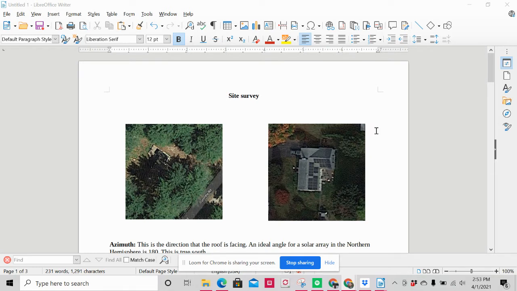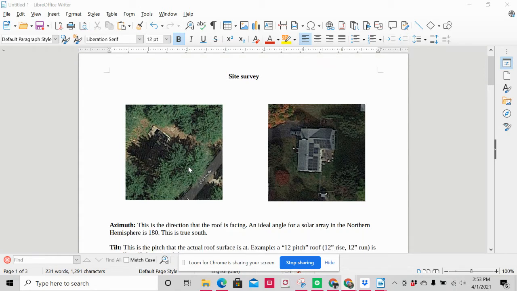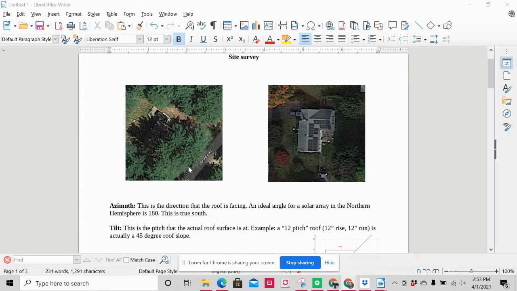You can also see there's not a ton of shading around it. Looks pretty good. The site on the left, there's a ton of trees. This place is basically buried in a forest. You're going to have to take out all of these trees, essentially, if you would want to make this a viable site for solar.